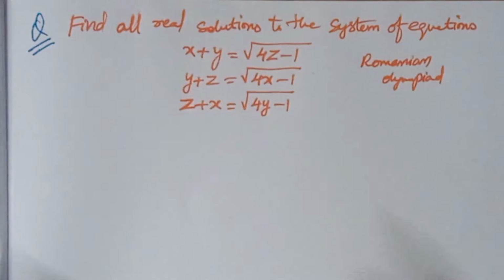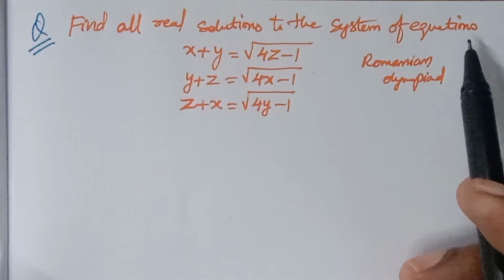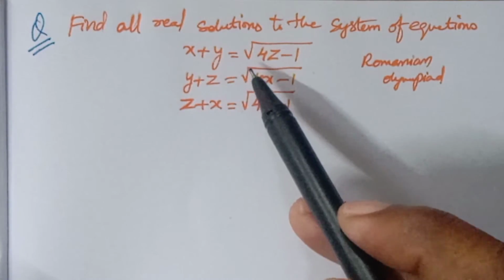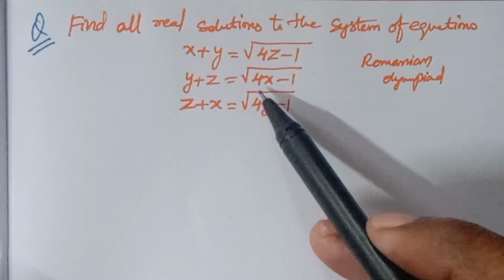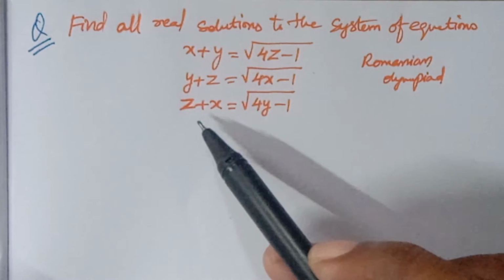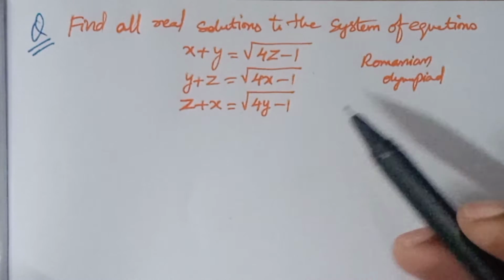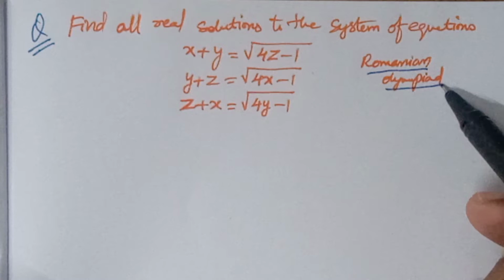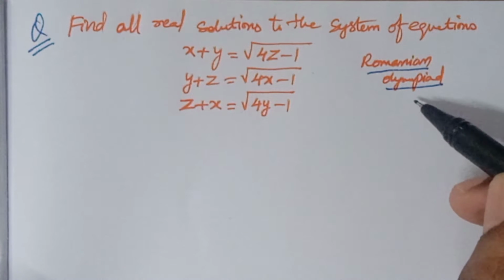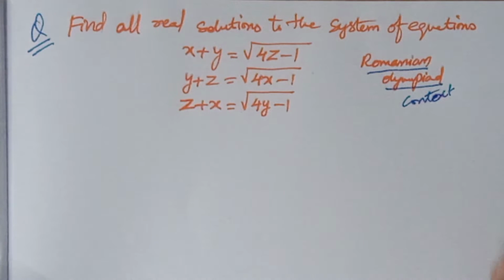The question is given: find all the real solutions to the system of equations x plus y is equal to root of 4z minus 1, y plus z is equal to root of 4x minus 1, z plus x is equal to root of 4y minus 1. This is the problem given in the Romanian Olympiad contest. So this problem is given in this exam.